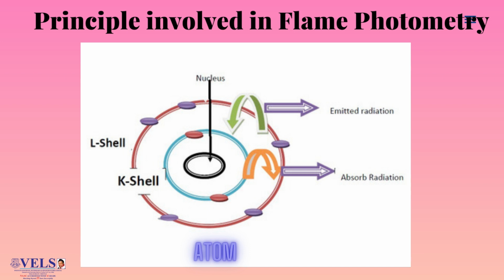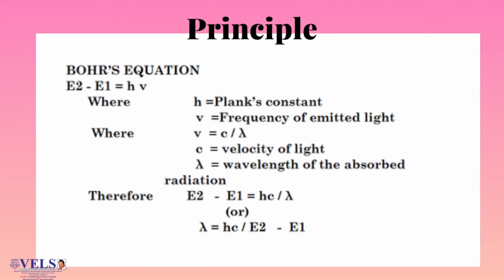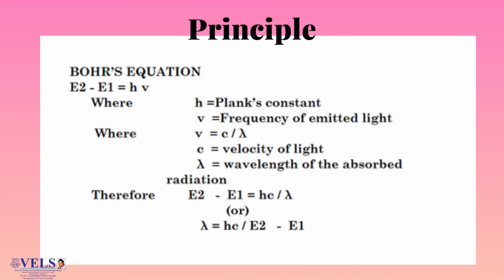In flame photometry, you collect the emitted radiation. From the emitted radiation energy, you can identify the nature of the compound and how much quantity of the compound is present in the unknown sample. The emitted radiation energy is equivalent to the quantity of the unknown sample. How it can be identified is explained by Bohr, who showed how the energy is correlated to the emitted radiation.